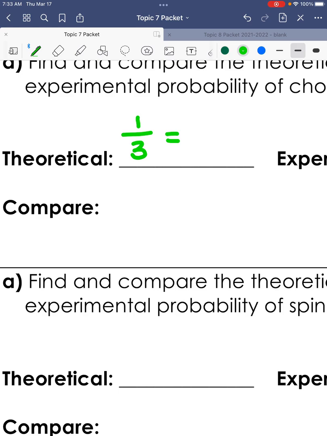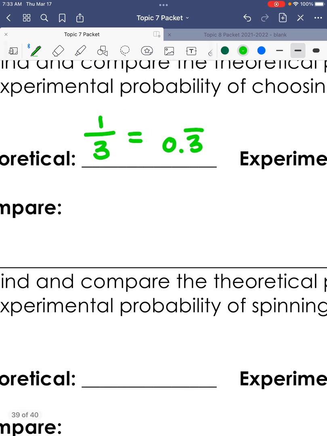I can't reduce that fraction, but I can write it as a decimal or as a percent, just so it's easier to compare, because a lot of times our fractions won't have the same denominator. So I'm going to write this as a decimal, and to write this as a decimal in my calculator, I just put 1 divided by 3, and I get 0.3 repeating. So 0.3 repeating, right? Now, let's look at the experimental probability.